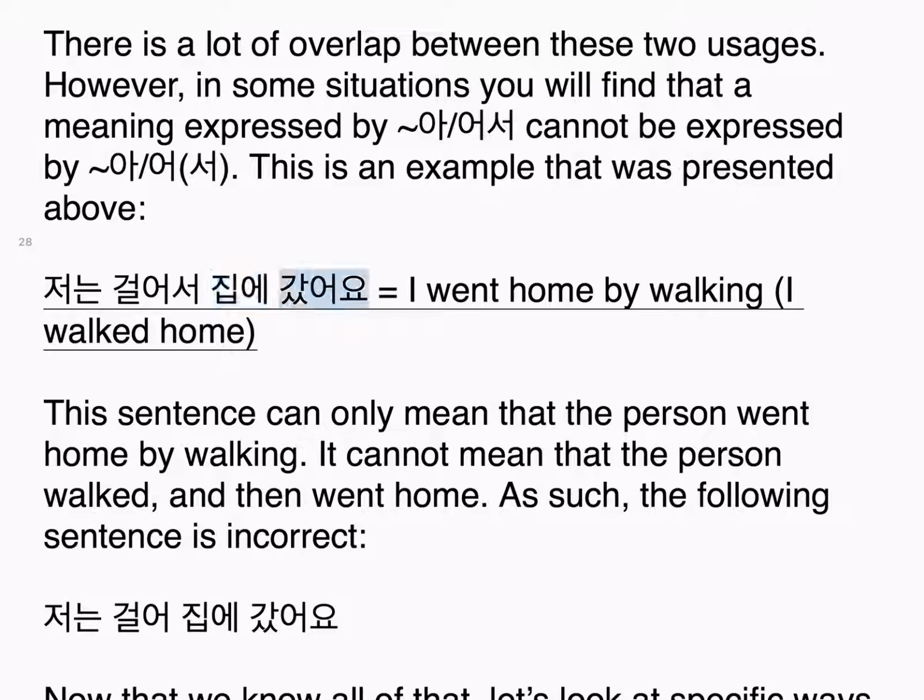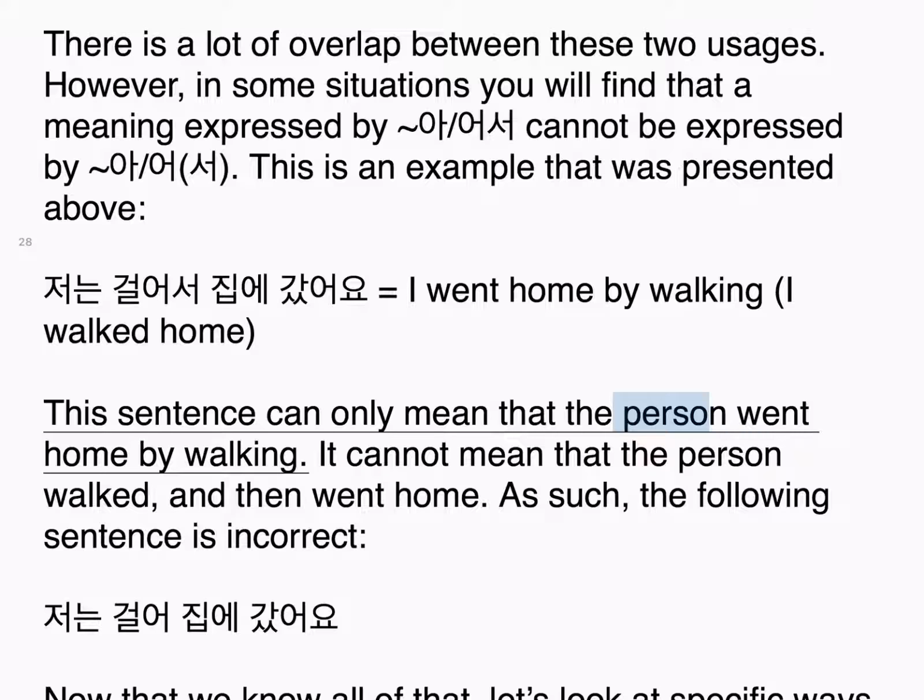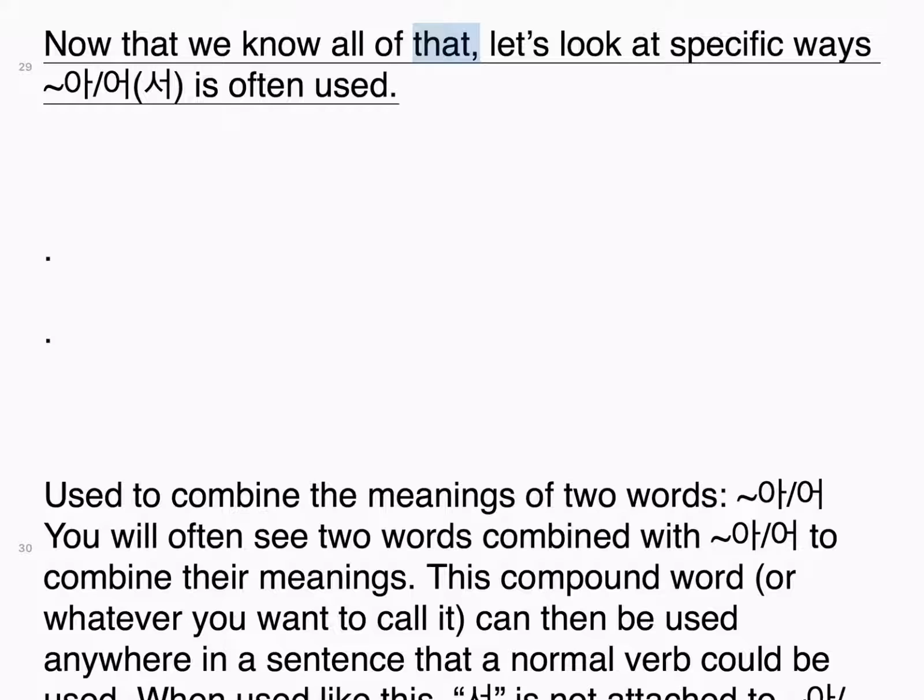저는 걸어서 집에 갔어요. I went home by walking. I walked home. This sentence can only mean that the person went home by walking. It cannot mean that the person walked and then went home. As such, the following sentence is incorrect: 저는 걸어 집에 갔어요.